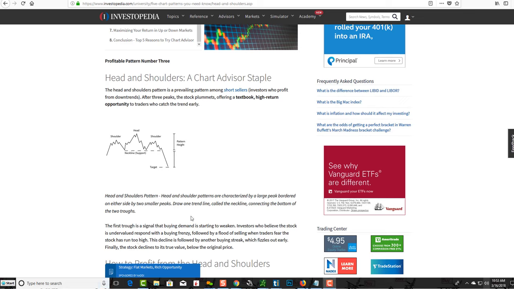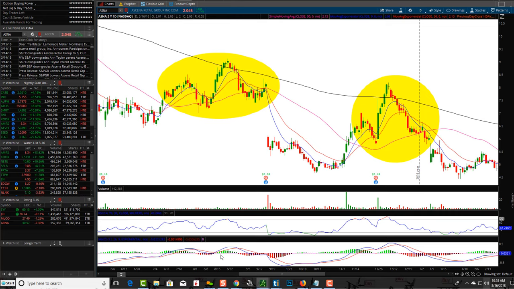It's also important to realize that the neckline is not going to always be perfect. It's not going to always be completely flat like this. Sometimes it'll be diagonal as well. That's where it's important to learn how to draw trend lines. So let's take a look at ASNA, right?